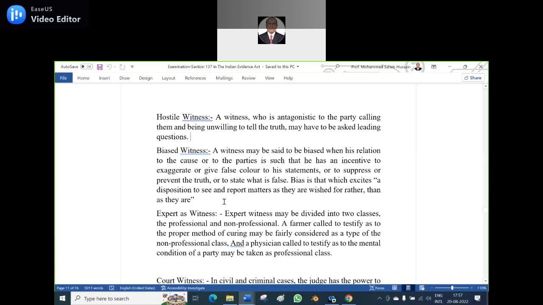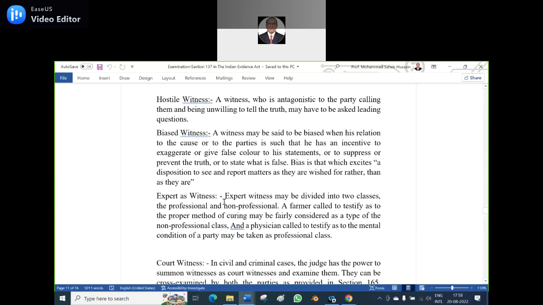You may also say that he is partial and not impartial. In both ways he is very partial. He will make it out, but he will not give the exact truth. He will try to discolor it, and sometimes he will not give the full truth. He can make it a half truth, because he gives the color of falseness to the truth, and he will not reveal it. That's why we call him a biased witness. He reports matters as they are wished for rather than as they are. Actually, what he is going to say, he will not say, but he colors it and presents it. And such a witness is called a biased witness.